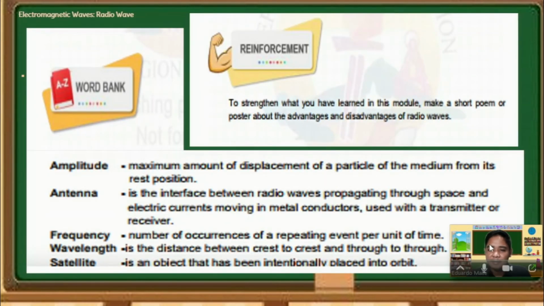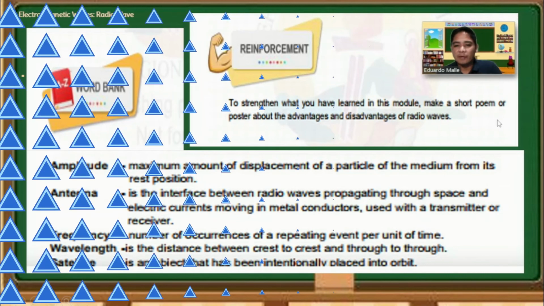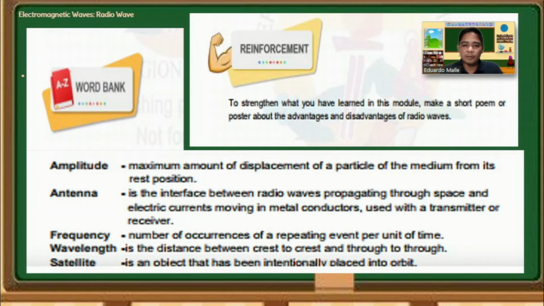For our reinforcement, to strengthen what you have learned in this module, make a short poem or poster about the advantages and disadvantages of radio waves. In our word bank, amplitude is the maximum amount of displacement of a particle of the medium from its rest position, or we can measure that from the equilibrium position up to the crest. The next one, antenna, is the interface between radio waves propagating through space and electric currents moving in metal conductors used in a transmitter or receiver.